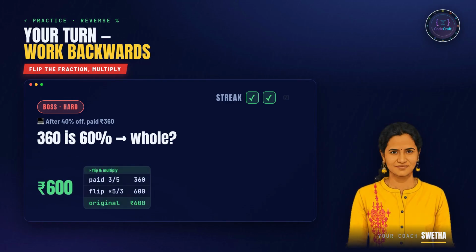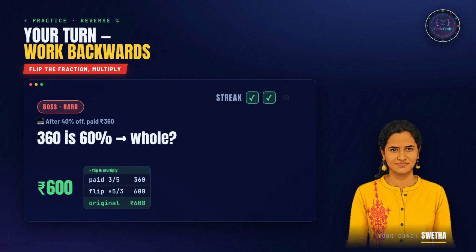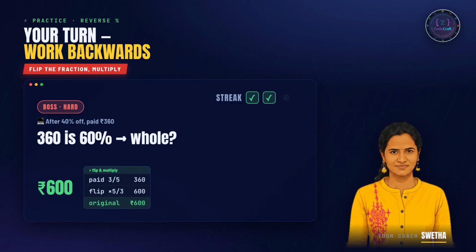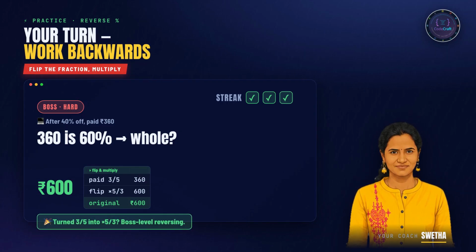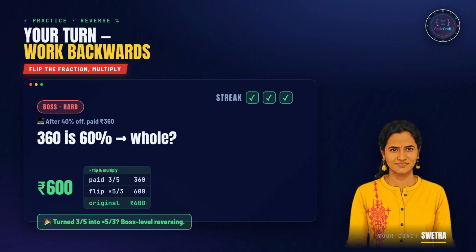You paid 60%, which is 3/5. Flip to 5/3 and multiply. 360 times 5/3, 360 over 3 is 120. Times 5 is 600. The original was 600 rupees. If you flipped 3/5 into 5/3, that's exactly the move.